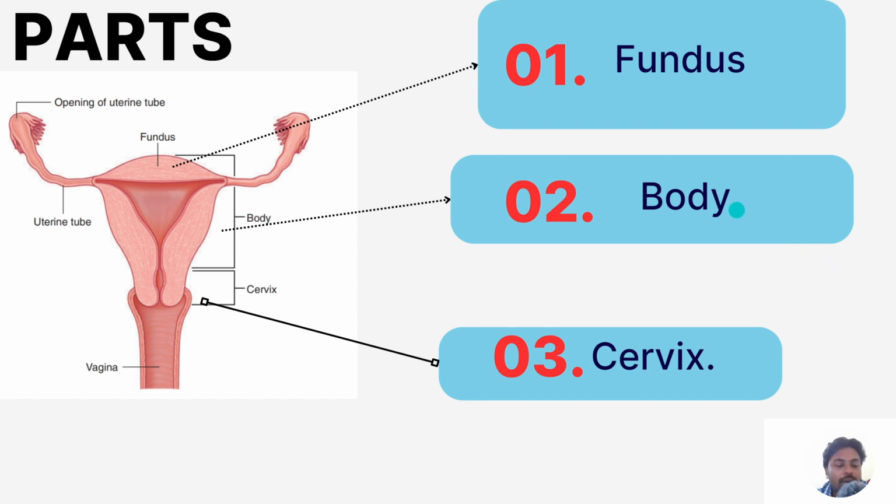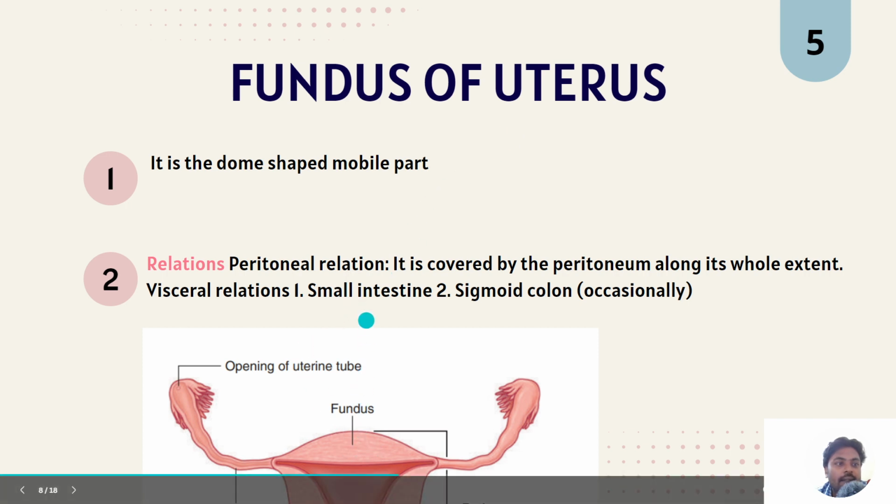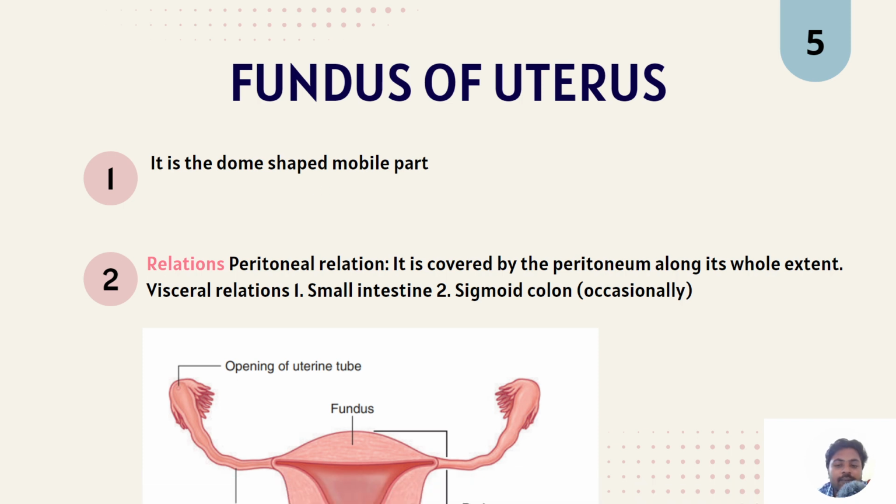The uterus is divided into three parts. First is the fundus, this one. This is the body of the uterus, and this is the cervix. You can see in the image. Let's discuss the fundus of the uterus. This is the fundus, and it is the dome-shaped mobile part. Mobile part means freely movable part.